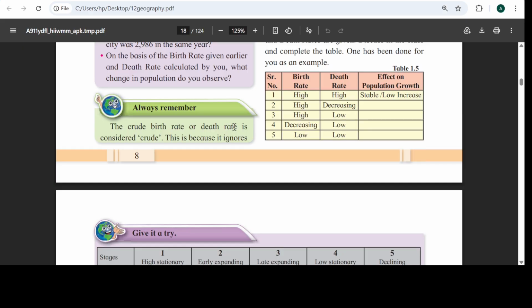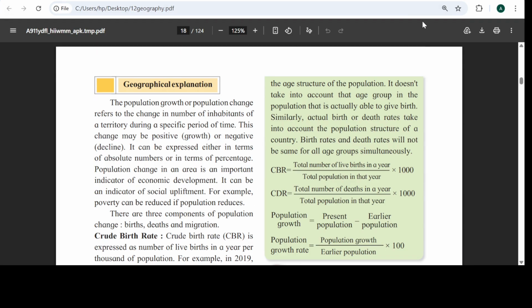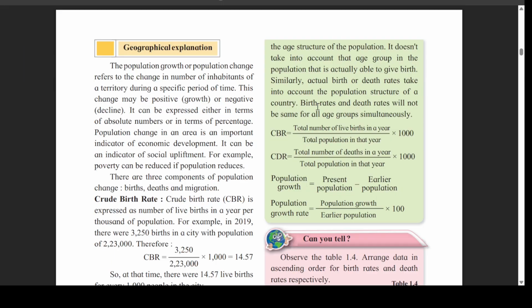Always remember, the crude birth rate or death rate is considered crude. This is because it ignores the age structure of population. It doesn't take into account the age group in the population that is actually able to give birth. Similarly, actual birth or death rate takes into account the population structure of a country. Birth rate and death rate will not be the same for all age groups simultaneously.